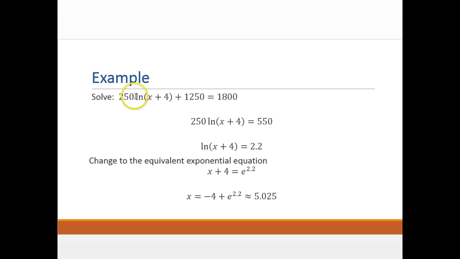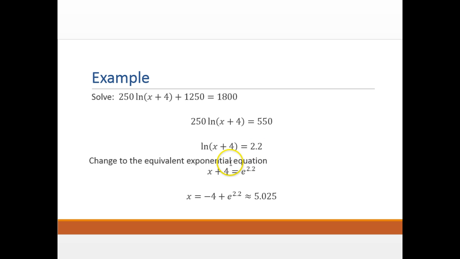Here's another example. 250 natural log of x plus 4, plus 1250 equals 1800. Again, the x is inside the log, so this is a logarithmic equation. I want to get the log by itself, so I'm going to subtract 1250 from both sides. You get 250 natural log of x plus 4 is 550. Divide both sides by 250, you get natural log of x plus 4 is 2.2.